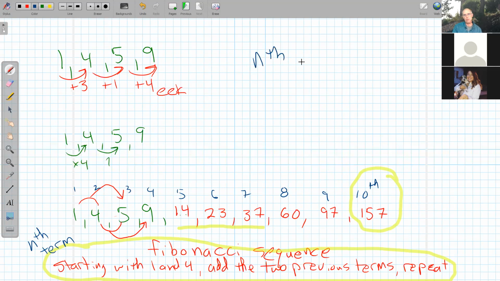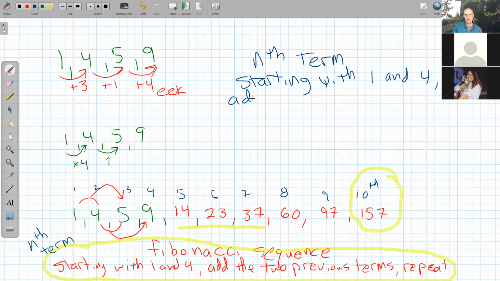So the nth term in this case is just an explanation that I spoke and then wrote. So starting with 1 and 4, add the two previous terms. Previous, did I spell that right? I think so. Oh, previous, there we go. And repeat. So you just explain to somebody how to do it.